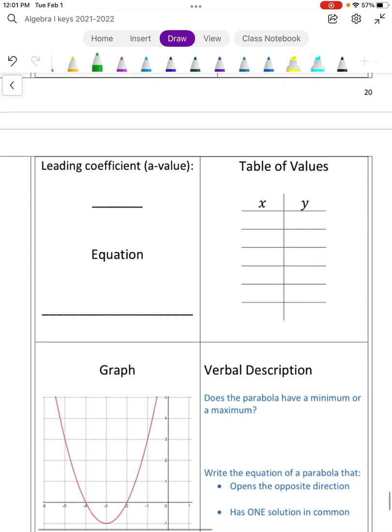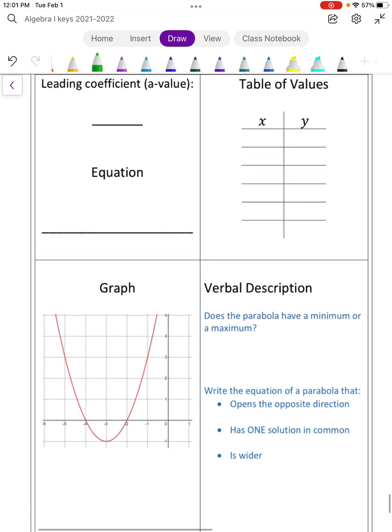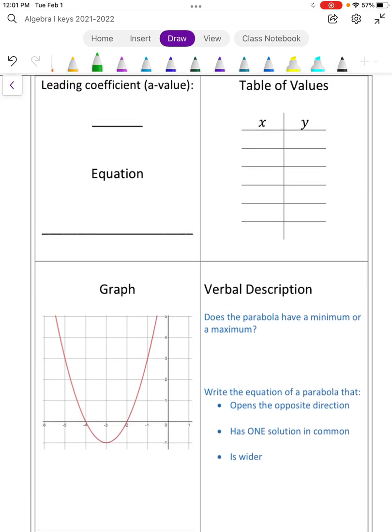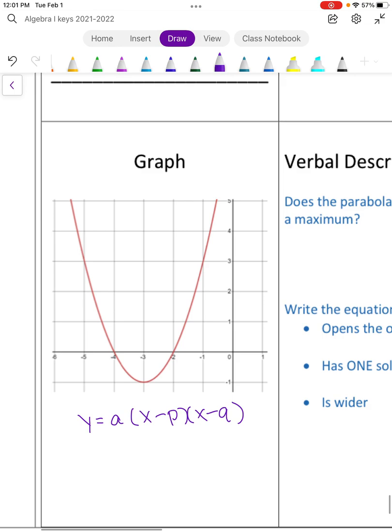So that's example 1. Let's look at one more. This time, they gave us a graph. So we're going to look at our graph and use it to fill out the rest of this information. Let's start by looking at our equation. Remember, our equation's always in this form: y equals a times x minus p times x minus q. Just by looking at our graph, we can figure out our p and our q. We've got our x-intercepts of -4 and -2.